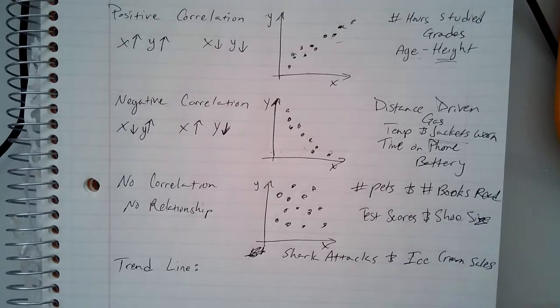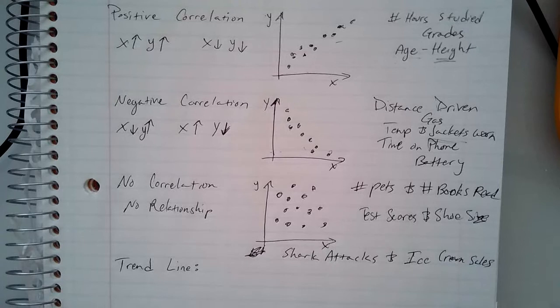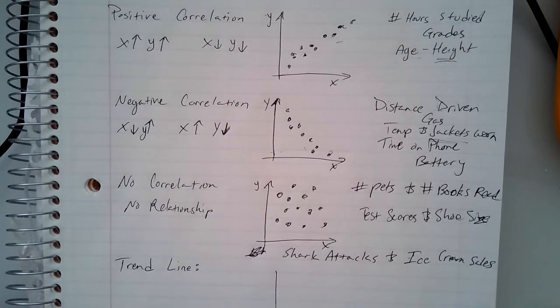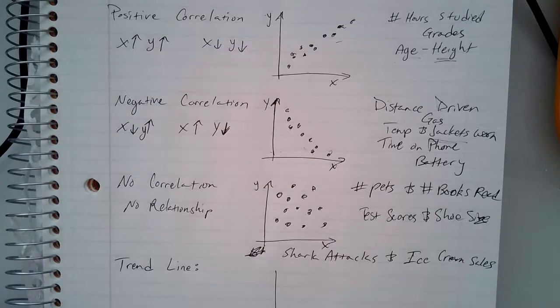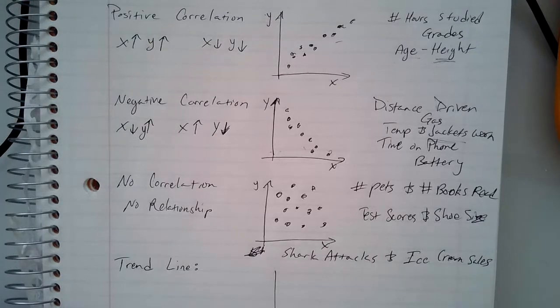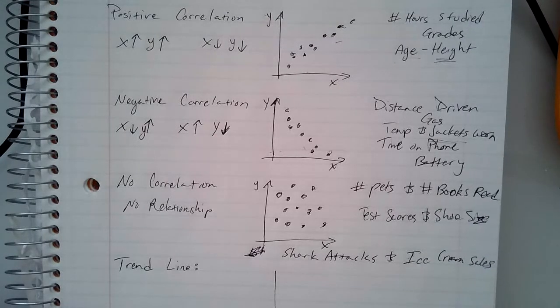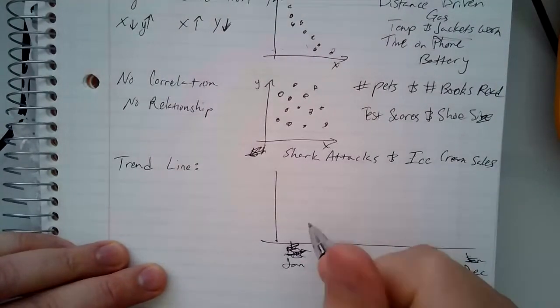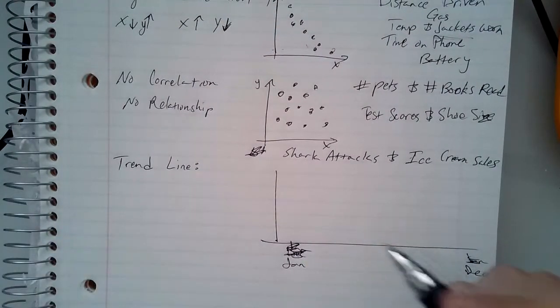So shark attacks and ice cream is my favorite one. You can look at it on a chart that has January on this side, December on this side. And it shows two trend lines, right? It shows two lines of ice cream sales and shark attacks.